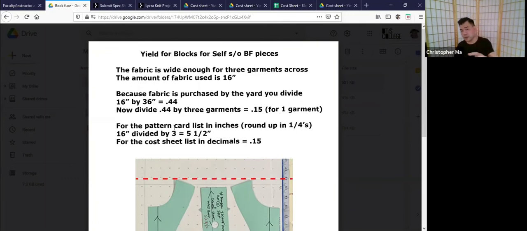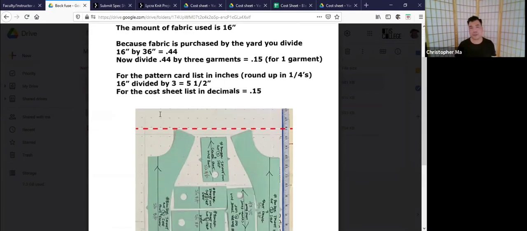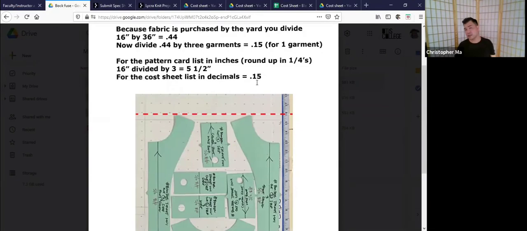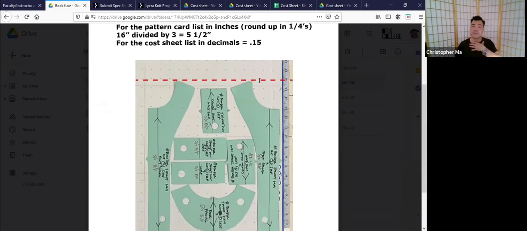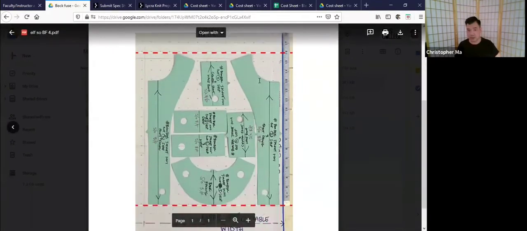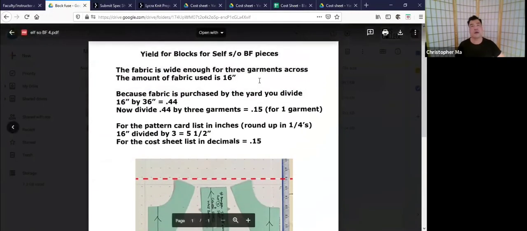Again, this is what you're saying for pattern card, list in inches, right? 16 divided by 3 is 5.14 inches. That's what I meant. It's only 5 inches. How can you use it to cut anything, right? But that's how we do it when we put the yield. So for the cost sheet, the list is actually 0.15. Again, 2 decimals, all right?